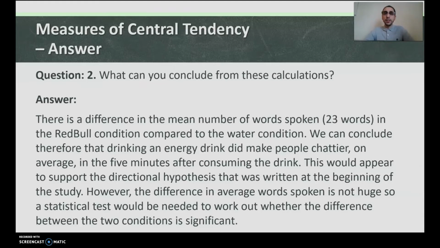However, the difference in average words spoken is not huge, so a statistical test would need to work out whether the difference between the 2 conditions is significant. We are going to have a look at statistical testing in a bit. So with the mean, median, and mode, the measures of central tendency, you can have a look at 2 sets of data and see if there was a difference. And if there was some difference, you can go, yeah, there is a difference. But a statistical test finds out if the difference is significant, if it is actually meaningful.